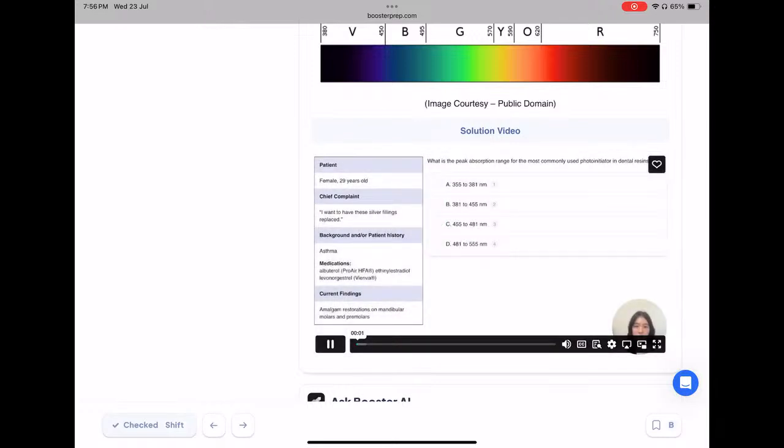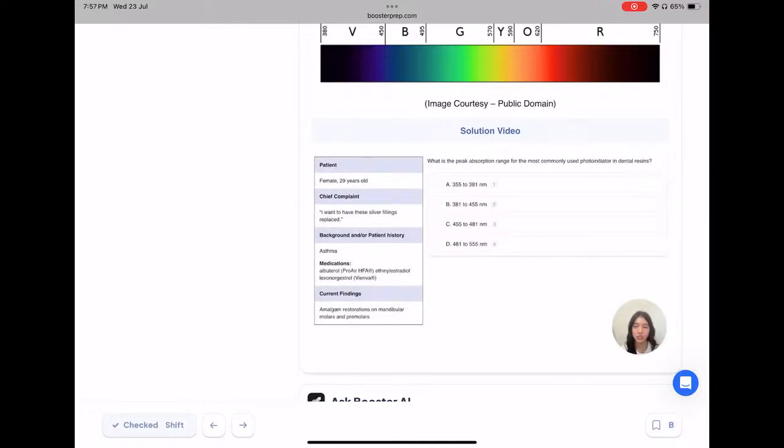What is the peak absorption range for the most commonly used photoinitiator in dental resins? Photoinitiators are used in dental composite resins to polymerize the monomers and strengthen the material for use as a restoration. So we do have different types of dental resins. There is a light cure, a self-cure, and a dual cure.